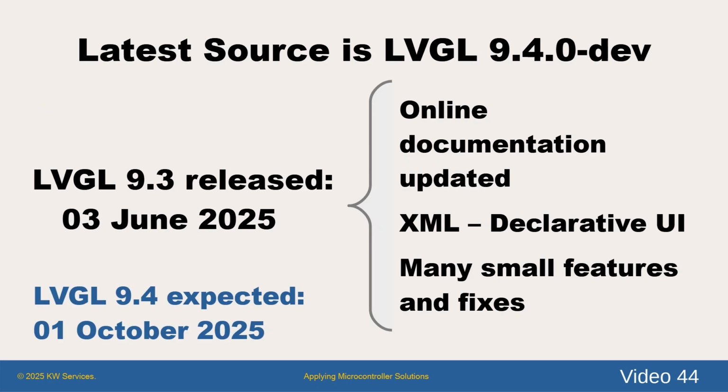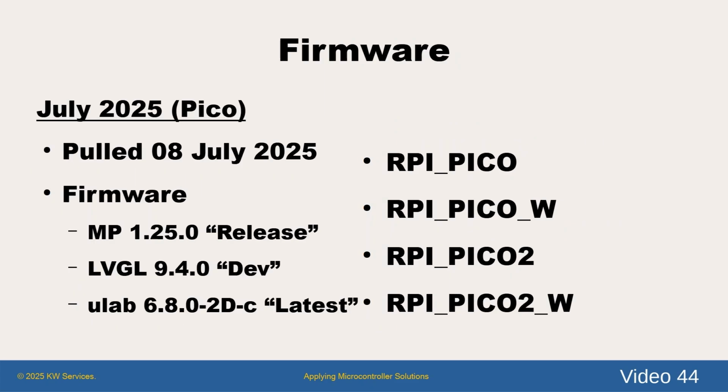After the LVGL 9.3 software was released in June, there are significant changes to the online documentation. A new feature is introduced called XML Declarative UI, and there were many small features and fixes added. Fetching the latest LVGL source now gives us Development 9.4.0 software. The new firmware includes the latest MicroPython and ulab. So our GitHub site contains new firmware for all 4 standard Pico USB boards.